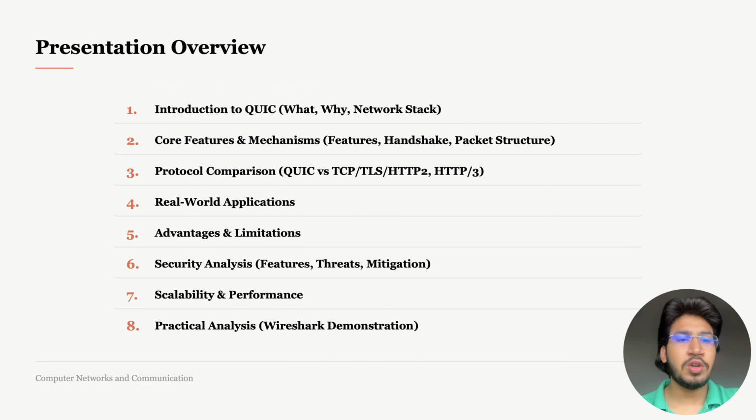This is the presentation overview. Firstly, I will explain the basics of QUIC, like what it is, why it exists, and the network stack. After that, I will talk about why it was needed and what problem it solved. Then I will cover the main features, handshake, packet structure, and header types. After that, I will compare QUIC with TCP, TLS, HTTP/2 and HTTP/3, and explain HTTP/3 in the real world.